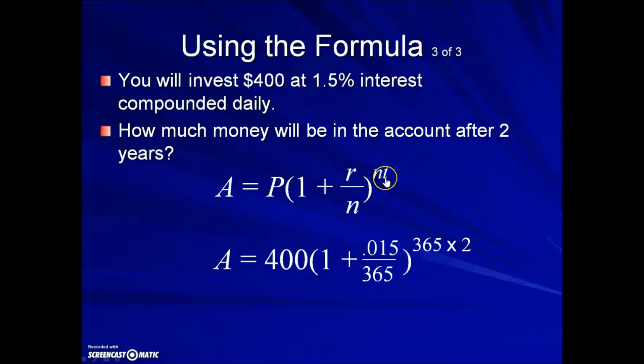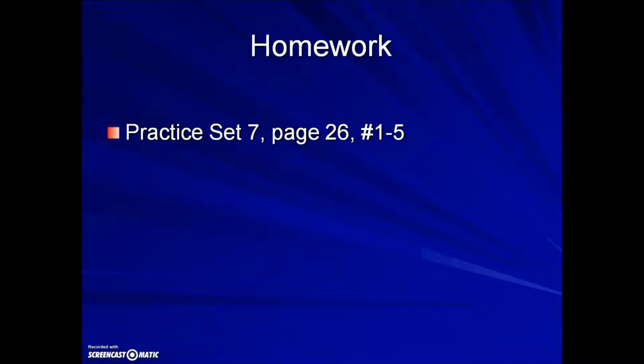This N next to the T is an implied multiplication, and before you enter this in your calculator, do simplify this to a single number. So 365 times 2 is equivalent to 730. We're now ready to enter this in your calculator, the same steps as previously, 400 times parenthesis and so on. And after entering that in, hopefully you get $412.18. You are now ready to try some problems on your own with practice set 7 found on page 26.